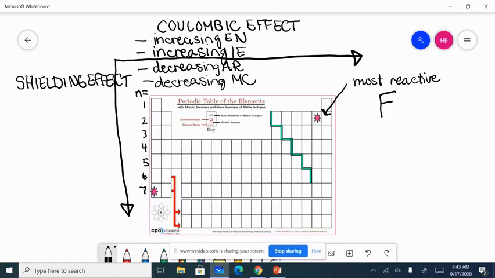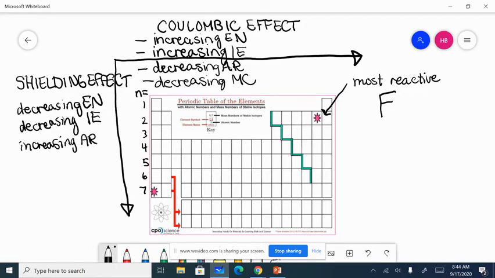This causes decreasing electronegativity, decreasing ionization energy, meaning that the shielded nucleus can't pull on its own valence electrons or other people's valence electrons as well. It also is increasing radius because it can't pull. The protons are shielded, so they can't pull on those valence electrons and hold them close. So increasing atomic radius and increasing metallic character.